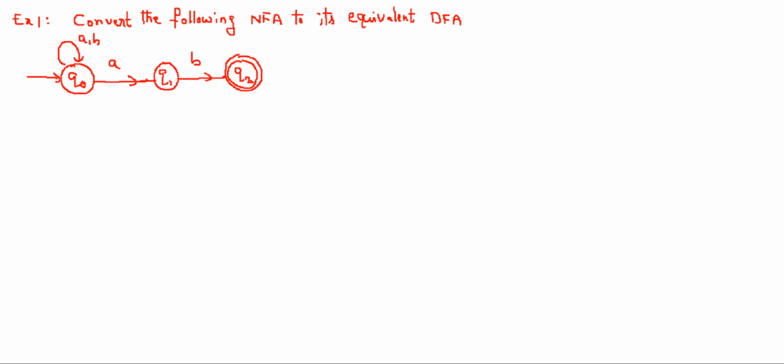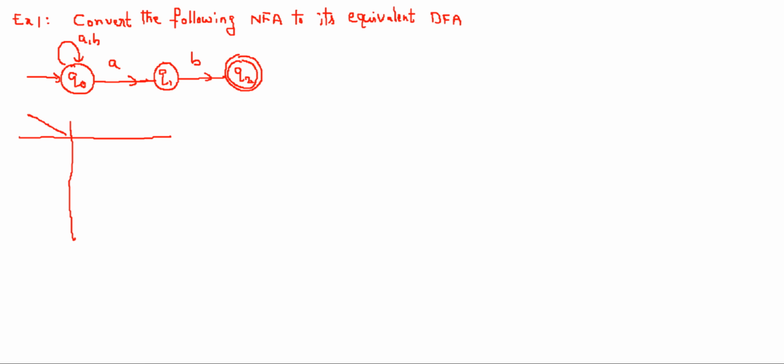So now we will see one example on how to convert NFA into its equivalent DFA. So here is given the NFA. Now what we have to do, initially you have to write the transition table for the given NFA from the given diagram. So now here I am writing the transition table of the NFA.